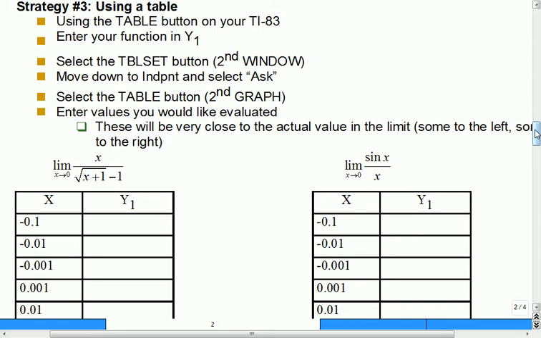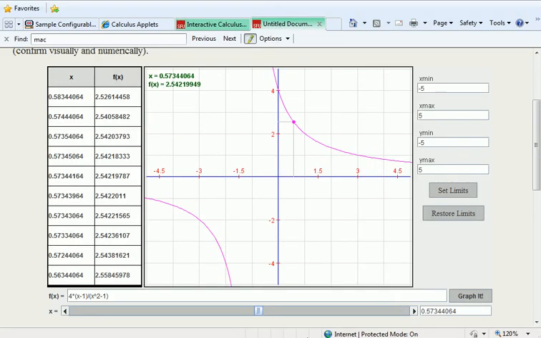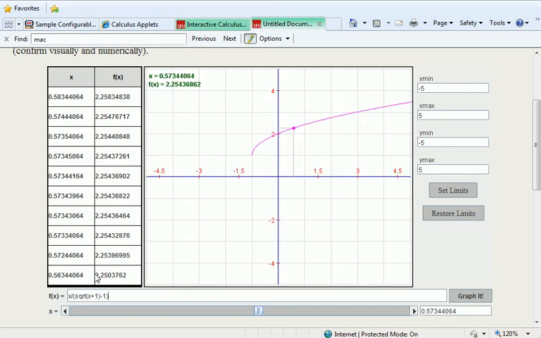If I'm using my TI-83 to do this, the best thing I can do is mimic a TI-83 for you in that applet that I've got. So let me bring up that applet one more time. This time the function I'm looking at is x divided by square root of x plus 1, minus 1. So this is the picture you would see, and we're trying to evaluate it as it gets close to 1.